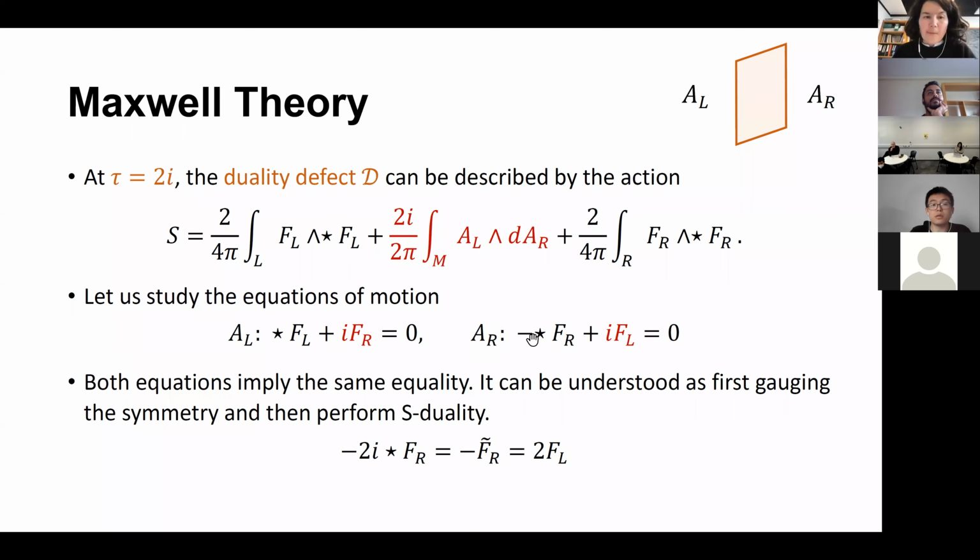Similarly, there's another equation of motion one can derive from A_R. And these two equations, in fact, have the same content. They give the same equality. A way to understand this relation between F_L and F_R is as follows. We can first gauge the symmetry, and when we gauge the symmetry, the new field strength will be twice the original field strength. And then we apply S duality, which will map the field strength to star F_R. And this is essentially what this equation of motion tells us.